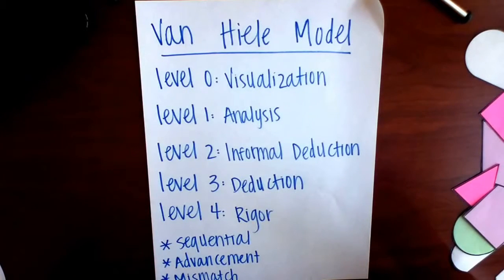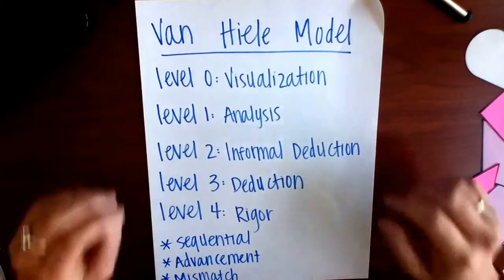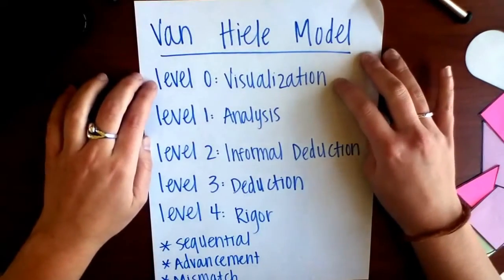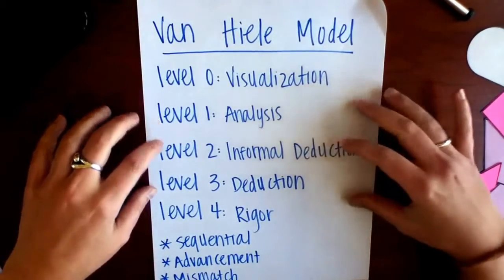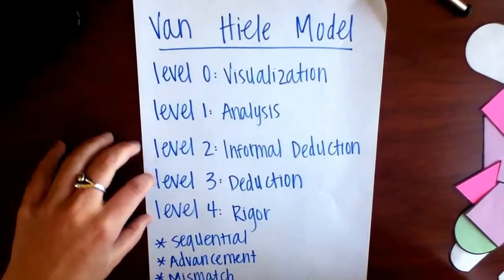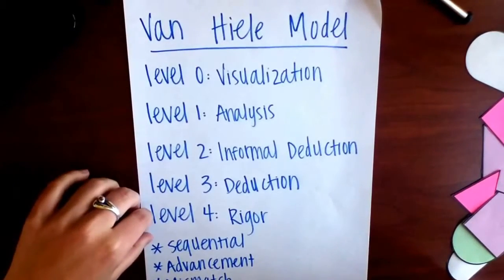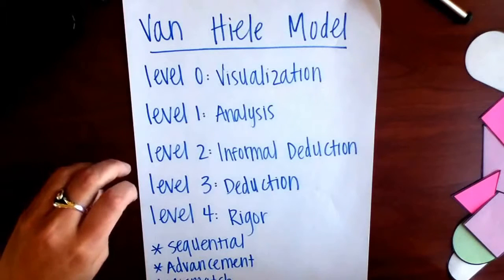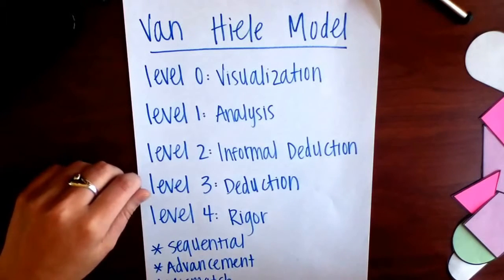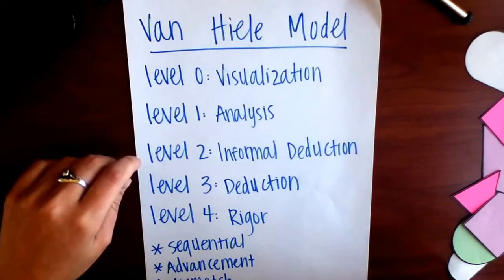The model is sequential, which means it must go in order. Level 0 is visualization, level 1 is analysis, level 2 is informal deduction, level 3 is deduction, and level 4 is rigor. To function at a higher level, students must have acquired skills of levels below it.